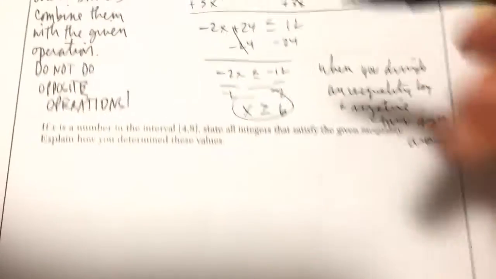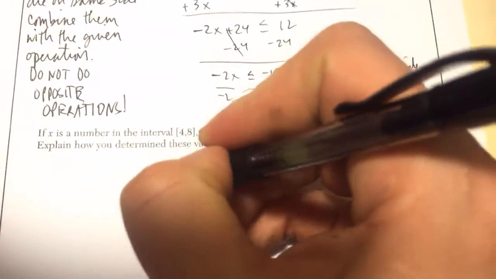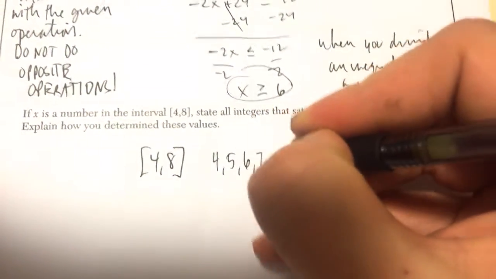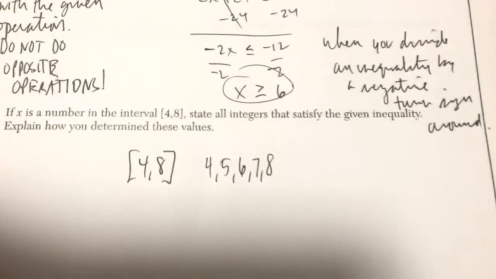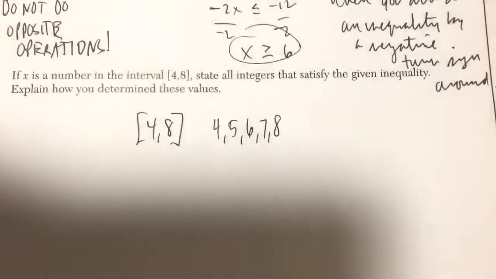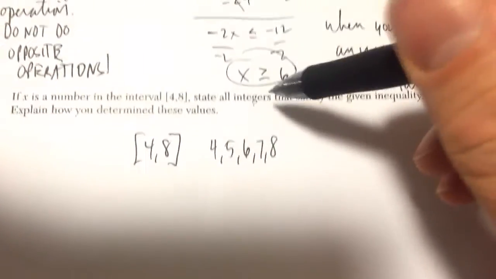Now the next question says, if x is a number in the interval. This is called interval notation. That means we're looking at the numbers 4, 5, 6, 7, and 8. These are the integers that we're looking at. I want to include 4 and 8. If x is a number in this set, state all the integers.